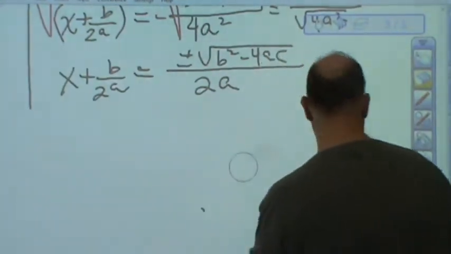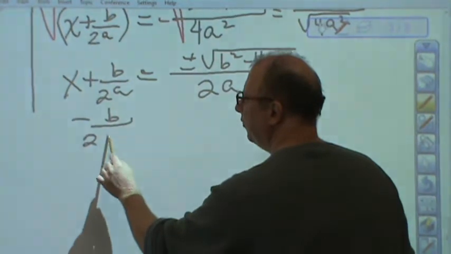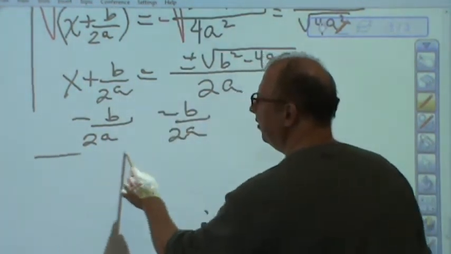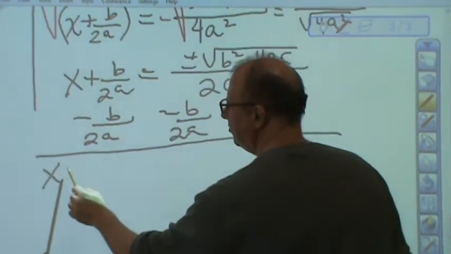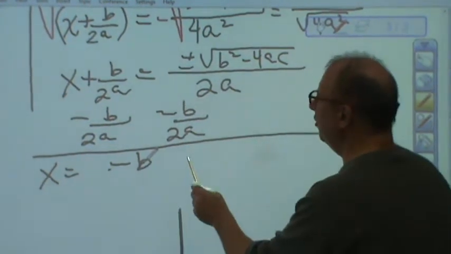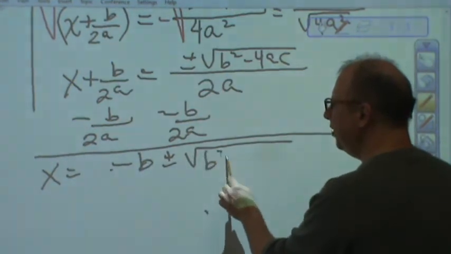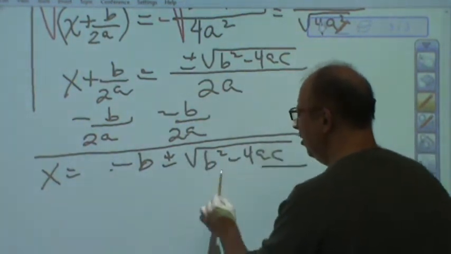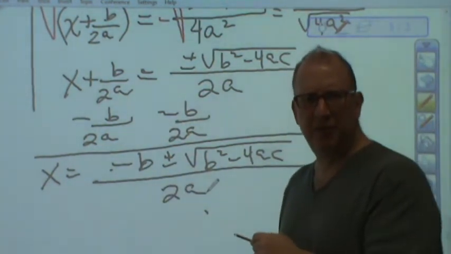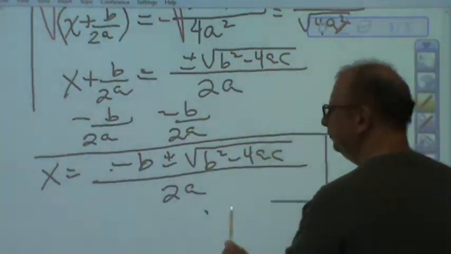Now what I'm going to do is I will subtract b over 2a from both sides of the equation. Let's look at what we're finally left with. X is equal to negative b, since I have a common denominator, let me write it all in one line, plus or minus square root of b squared minus 4ac over 2a. I hope this looks familiar to you. This is called the quadratic formula, and we are now through.